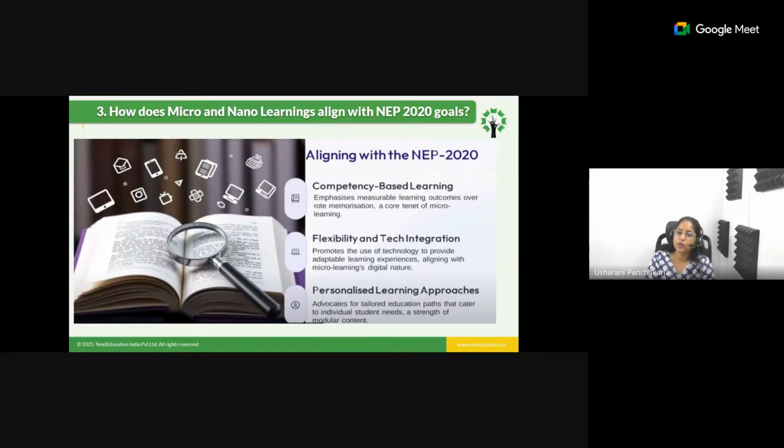So how do micro and nano learnings align with the NEP 2020 goals? The answers are already here, but I want someone to answer this, because everyone by now would know what NEP is, what CBE is, that is competency-based education. We would have been following the competencies and the curricular goals. Last time in my session, I showed you these competencies which have been given subject-wise, and the curricular goals like CG1, CG2, CG 1.1, 1.2, that way.